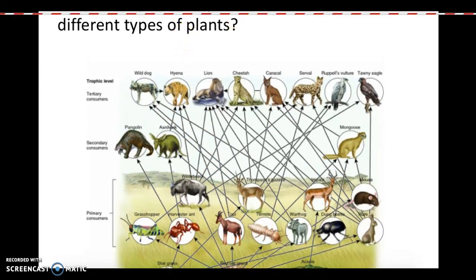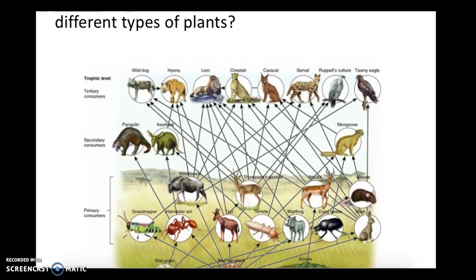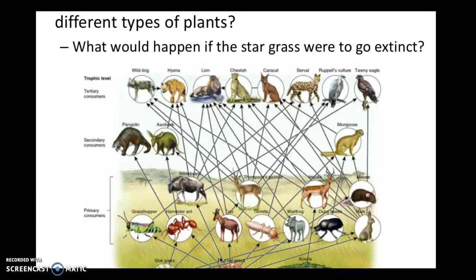So this says up here, why is it a good thing that the ant eats two different types of plants? So when looking at the ant, you can see that it eats the stargrass and the, what does that say? Bedcat grass. Okay, so it has a variety of food sources, and the biodiversity within this landscape supports 3 different types of plants.